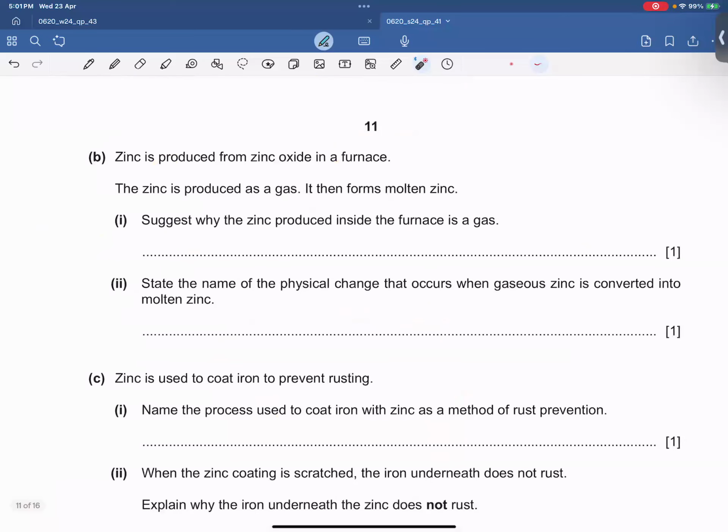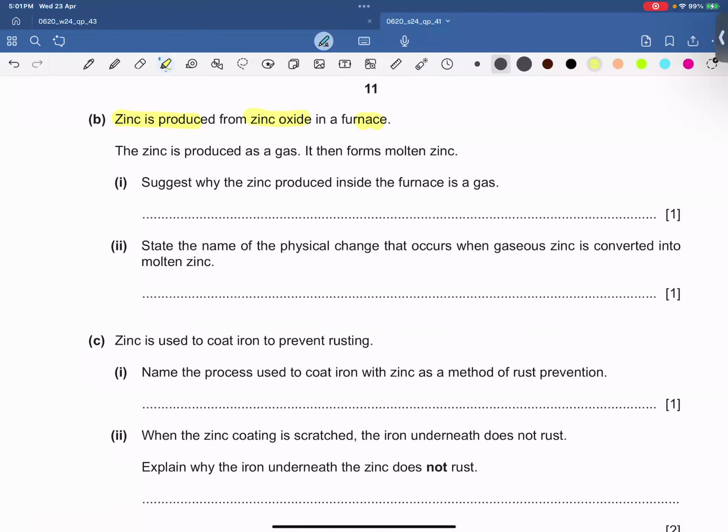Next, zinc is produced from zinc oxide in the blast furnace. The zinc is produced as a gas. It then forms molten zinc. Suggest why the zinc produced inside the furnace is a gas, because the temperature of the furnace is very high.